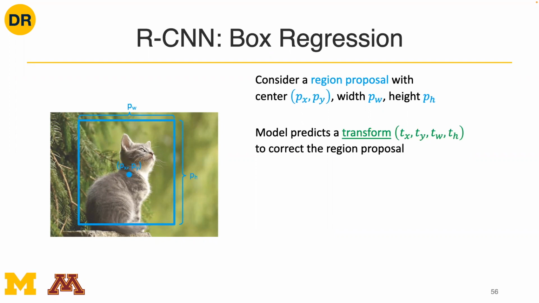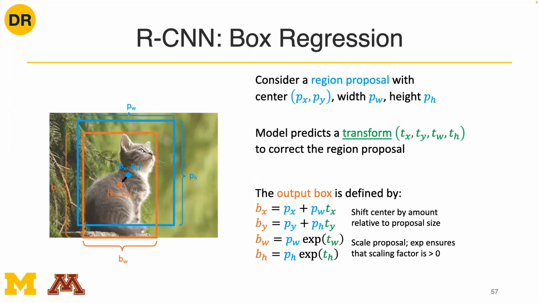So let's consider that we have some region proposed. In this image of the cat, we have our region proposal with some center location px and py. That's just this blue point in the center of this image. Along with that, we have some predicted width of this region of interest, and also some predicted height. What our model is going to do is try to predict a transform that changes this original bounding box, hopefully making it fit tighter onto the object and also have a closer, more correct center.